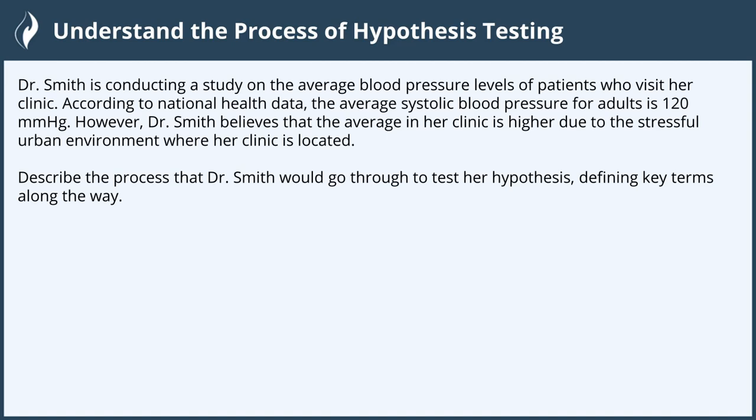Hi everyone! In this video, we will understand the process of hypothesis testing. Dr. Smith is conducting a study on the average blood pressure levels of patients who visit her clinic. According to the National Health Data, the average systolic blood pressure for adults is 120 millimeters of mercury.